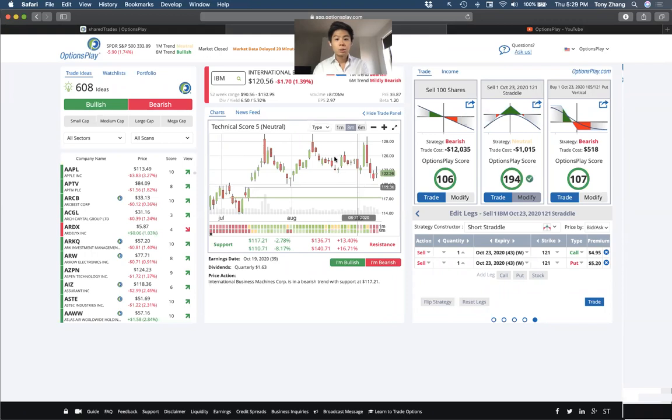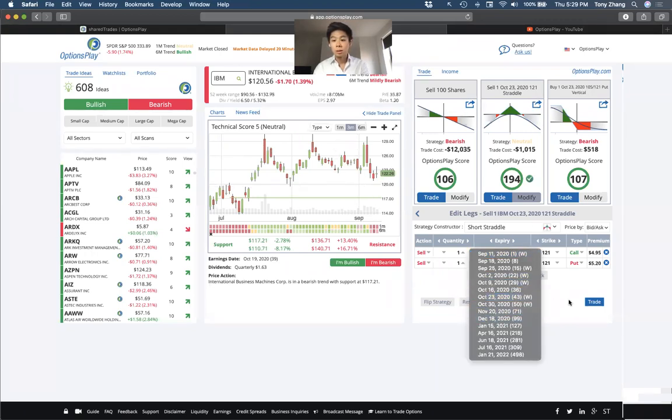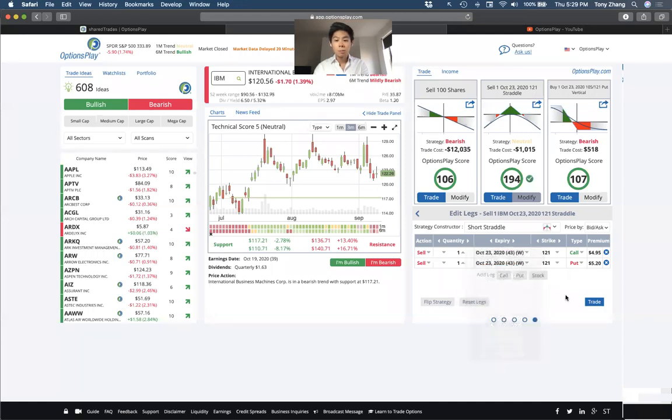To find weekly options, can you modify the date in the options grid? Yes, absolutely. You can click on the expiration date and we'll show you which ones are weeklies, which ones are monthlies. These are all available to you here under the modify grid.